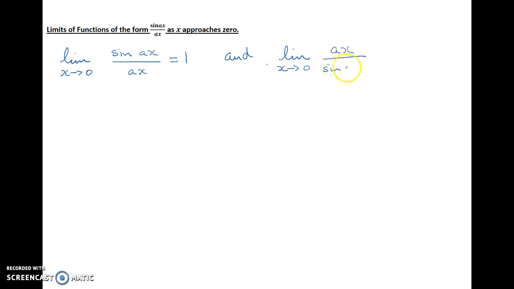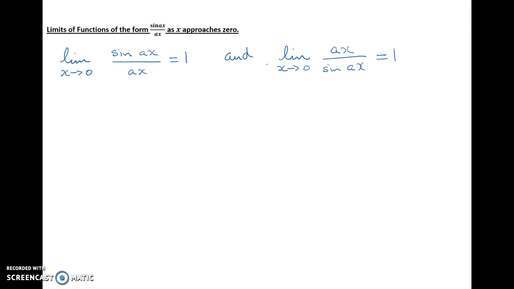So this method that we're going to use depends on this fact, which you just take and learn. With the limit as x approaches 0, the sine of ax over ax is equal to 1. The funny thing about this is that if we invert the expression, the same result holds. So we can get the limit as x approaches 0 of ax over sine of ax. Again, that's going to be equal to 1.